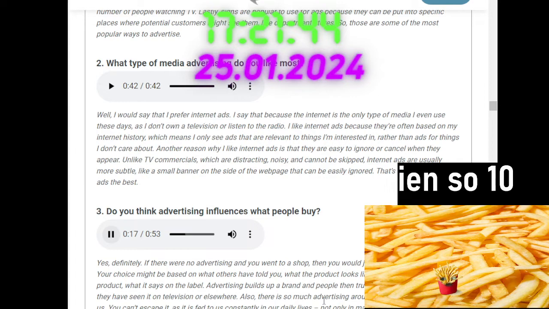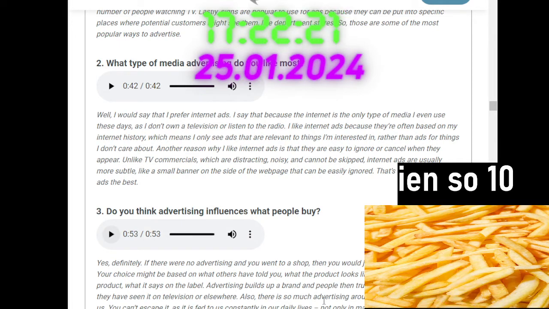Advertising builds up a brand, and people then trust a certain thing because they've seen it on television or elsewhere. Also, there's so much advertising around us that it must influence us. You can't escape it, as it is fed to us constantly in our daily lives. Not only in magazines, radio, and television, but on billboards, on TVs installed on trains and platforms, even in schools and universities. So, yes, advertising influences what we buy.